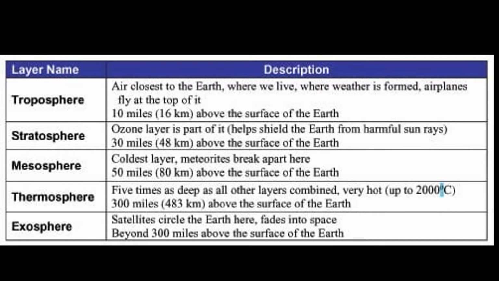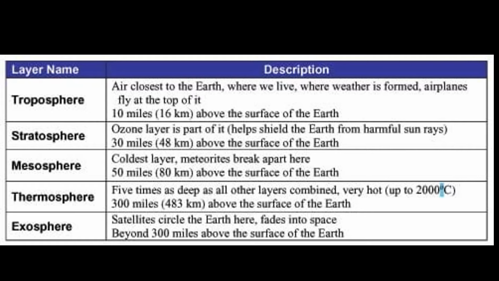This table shows the descriptions of each atmosphere layer. The troposphere is the air closest to the Earth, where we live, where weather is formed, and where airplanes fly at the top of it. It can be found 10 miles or 16 kilometers above the surface of the Earth. The stratosphere, or ozone layer, is part of it. It helps shield the Earth from harmful sun rays. 30 miles or 48 kilometers above the surface of the Earth is the location of the stratosphere.